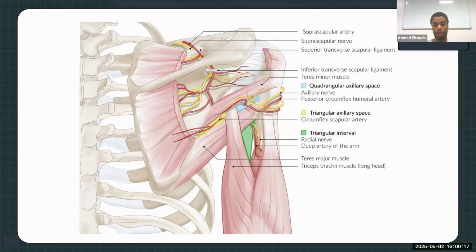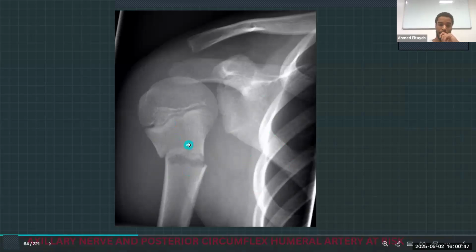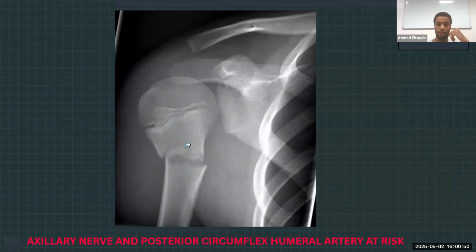And we said these nerves are very intimate with the surgical neck. So any fracture of the surgical neck of the humerus would lead to damage to the axillary nerve and posterior circumflex humeral artery. But also, if you have a pathology in the quadrangular space, for example, trauma or hypertrophy, it could lead to damage to the axillary nerve and posterior circumflex humeral artery. This is a fracture of the surgical neck. Again, the axillary nerve and the posterior circumflex humeral artery are at risk of damage.